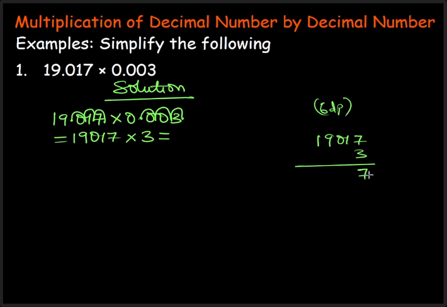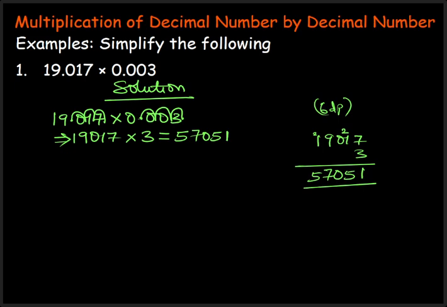19017 times 3. What would this give us? 3 times 7 is 21. Carry 2. 3 times 1, 3 plus 2, 5. 3 times 0, 0. 3 times 9, 27. Carry 2. 3 times 1, 3 plus 2, 5. So this will give us 57051. Okay, so that's for the whole number.